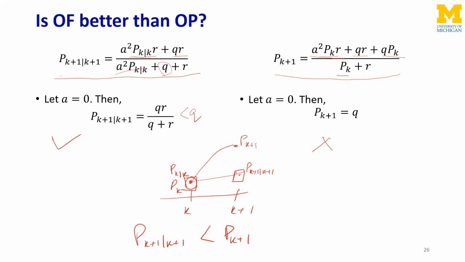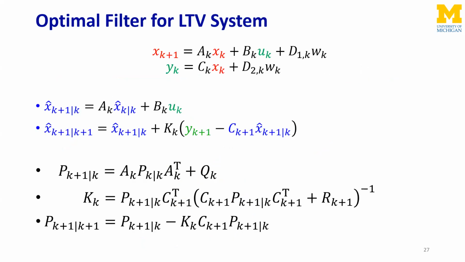If we think about it, the filter is actually using the information at step k+1 to produce an estimate of the state at step k+1, whereas the predictor is only predicting into the future. It doesn't have all the information. So the more information you have, the better you're going to do in terms of the accuracy of the estimates. So the filter is, of course, better than the predictor.